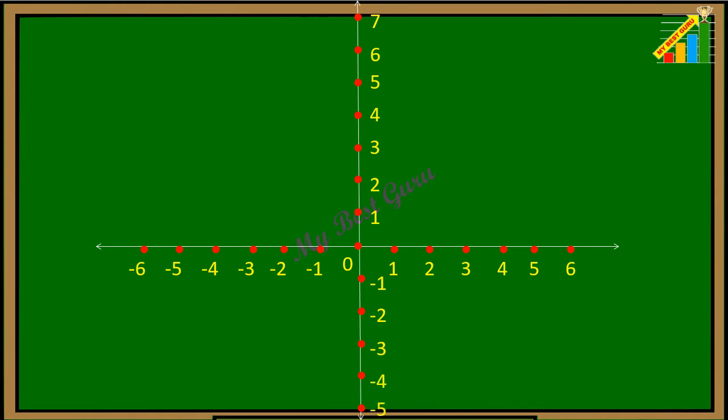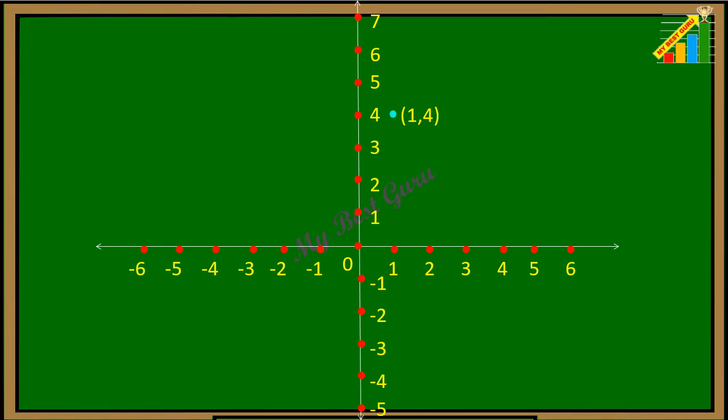Now just draw the x and y axis and plot the points. So on the right hand side, x is 1, 2, 3, 4, 5, 6 and on the left hand side it is minus 1, minus 2, minus 3, minus 4, minus 5 and minus 6. Now the upper side of the y axis is 1, 2, 3, 4, 5, 6 and 7. For the next one it is minus 1, minus 2, minus 3, minus 4, minus 5. Now just plot the points as we found out.